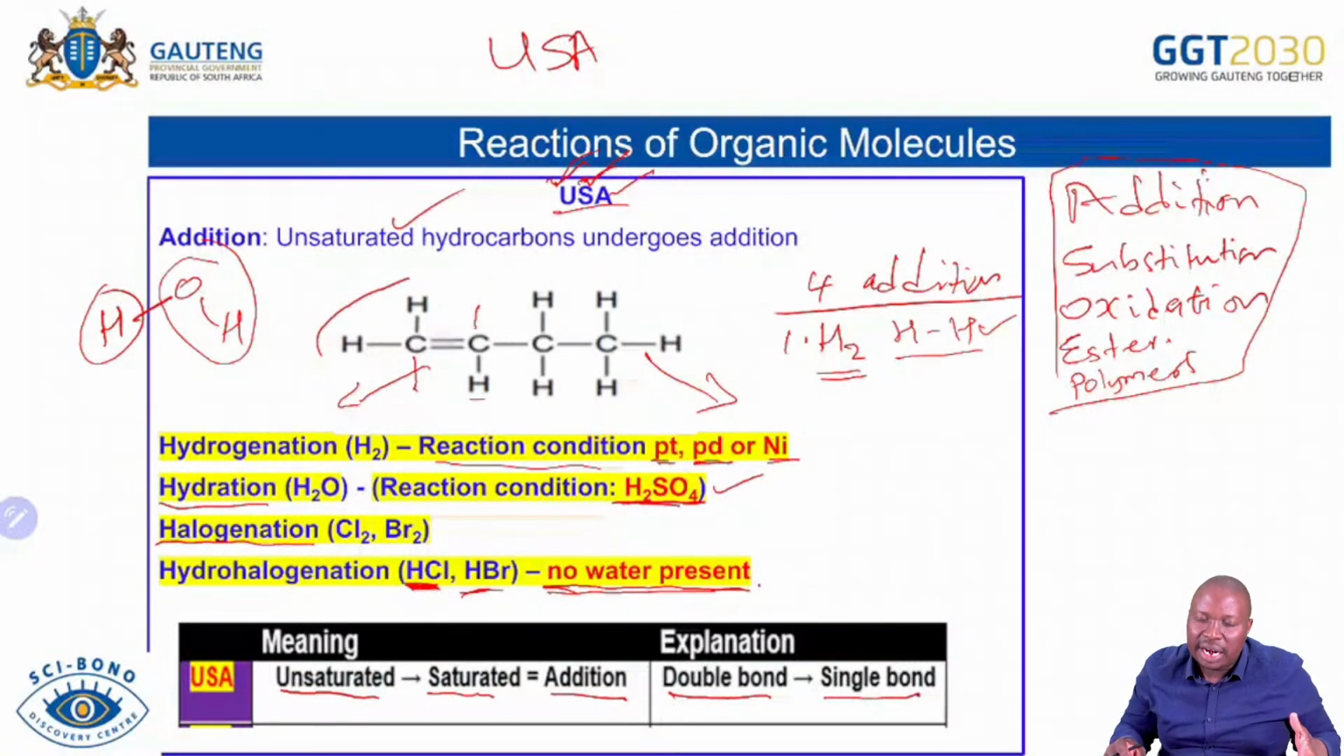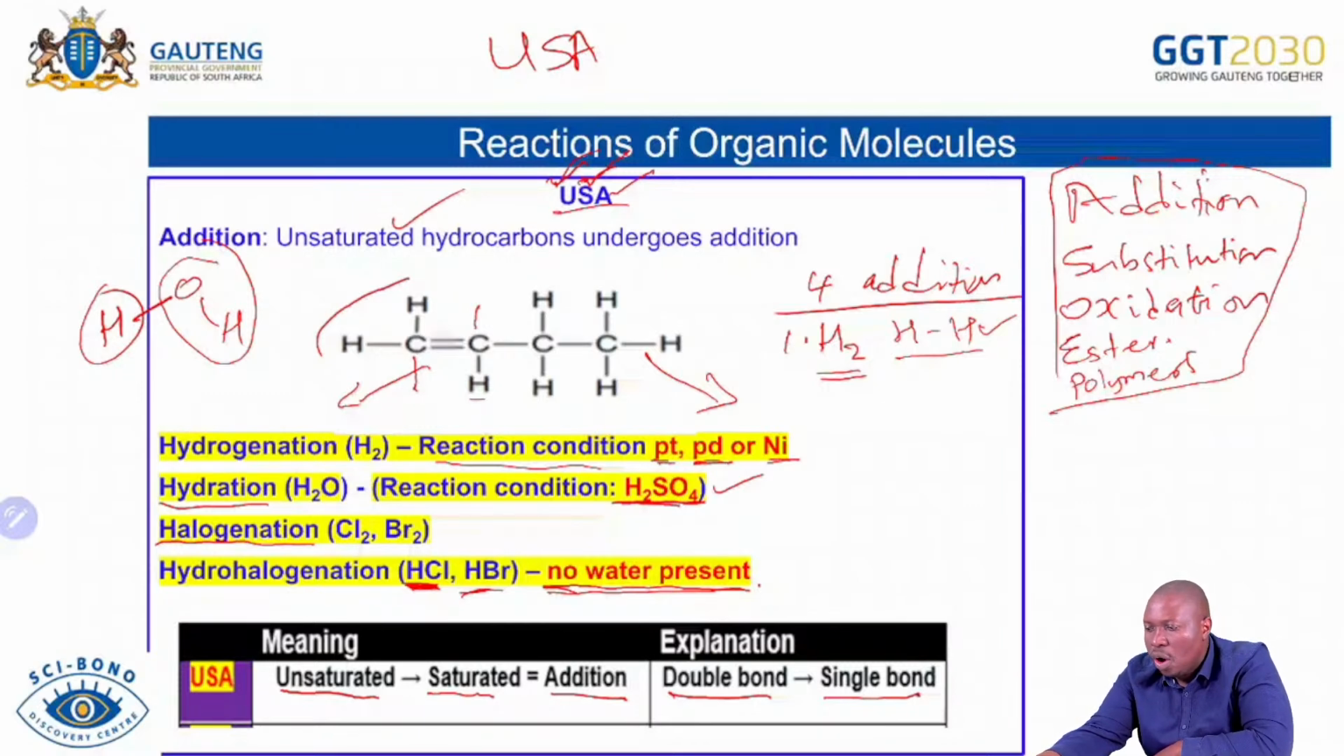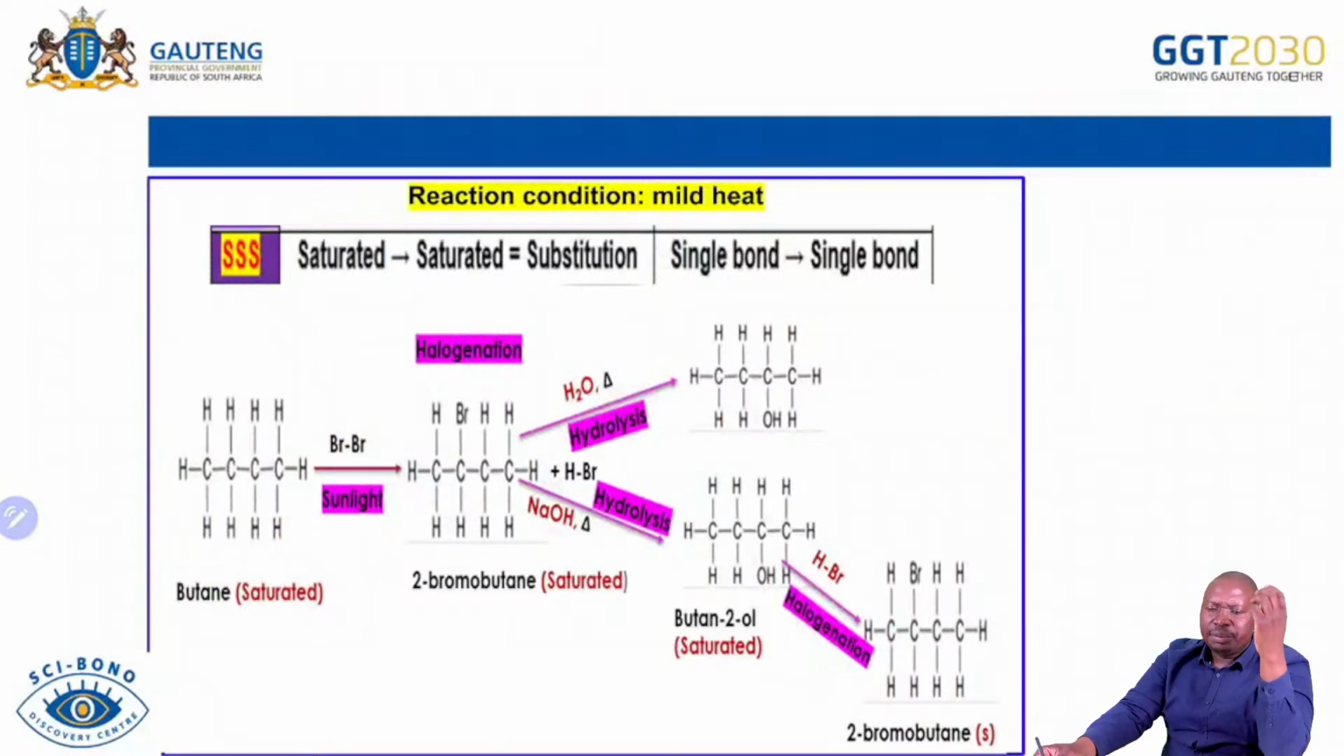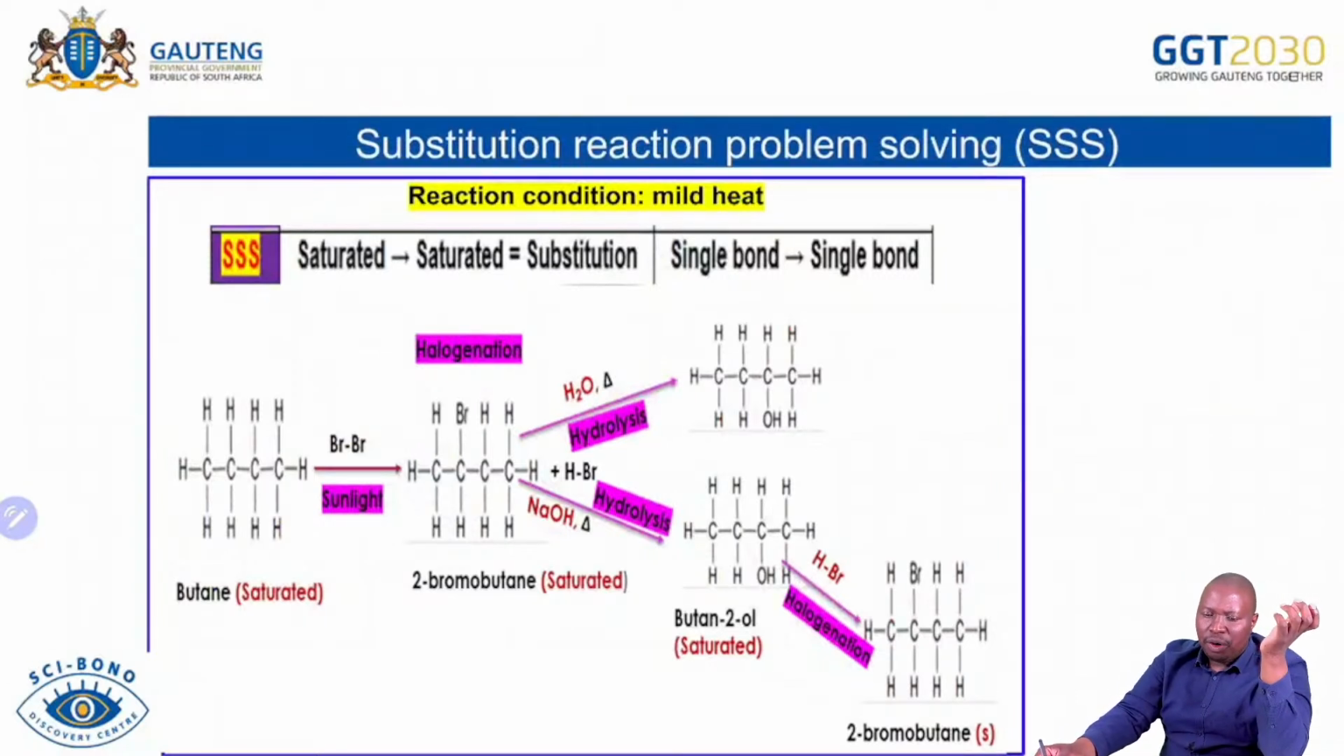And we said every arrow that comes from there, as far as this question is concerned, that will be an addition reaction, depending on what we are adding. So we will always look at what we have added, then it will tell you whether it's hydrogenation, hydration, halogenation, or hydrohalogenation. Now, we have substitution as our other type of reaction.